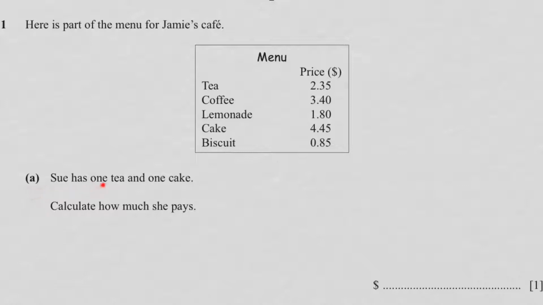A. Sue has 1 tea and 1 cake. Calculate how much she pays. So we will add tea, which is 2.35, plus cake, which is 4.45. And the answer is 6.80.